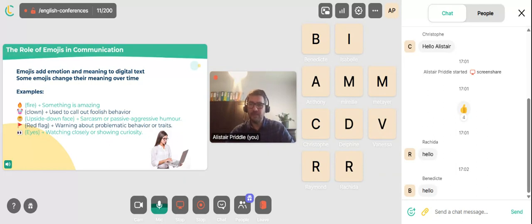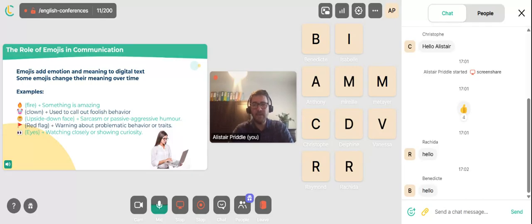Fire. This means something is amazing. A clown is used to call out foolish behaviour. Upside down face. This is sarcasm or passive-aggressive humour. A red flag, warning about problematic behaviour traits. And eyes, watching closely or showing curiosity. Okay, so we can add these emotions to digital text to add emotion to that text.